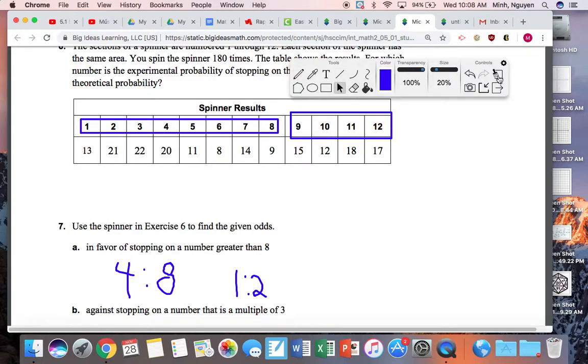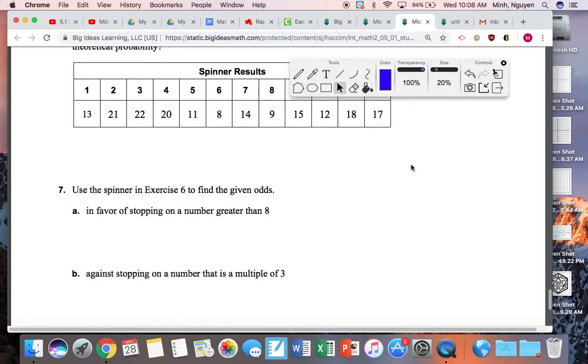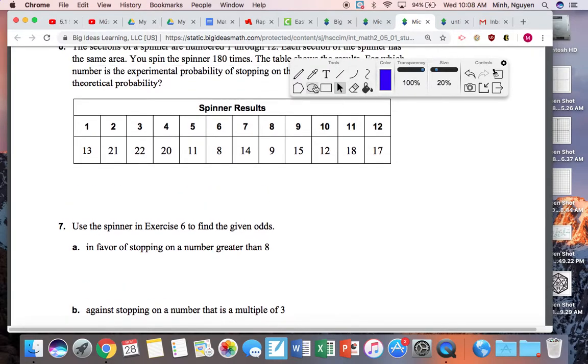And lastly, we have odds against stopping on a number that is a multiple of 3. So multiples of 3 are 3, 6, 9, and 12. But it says against that, so I want the things that are not a multiple of 3, which is 1, 2, 4, 5, 7, 8, 10, and 11. There are 8 of those. And then how many of them are a multiple of 3? 1, 2, 3, 4. Or in simplified or reduced form, 2 to 1.